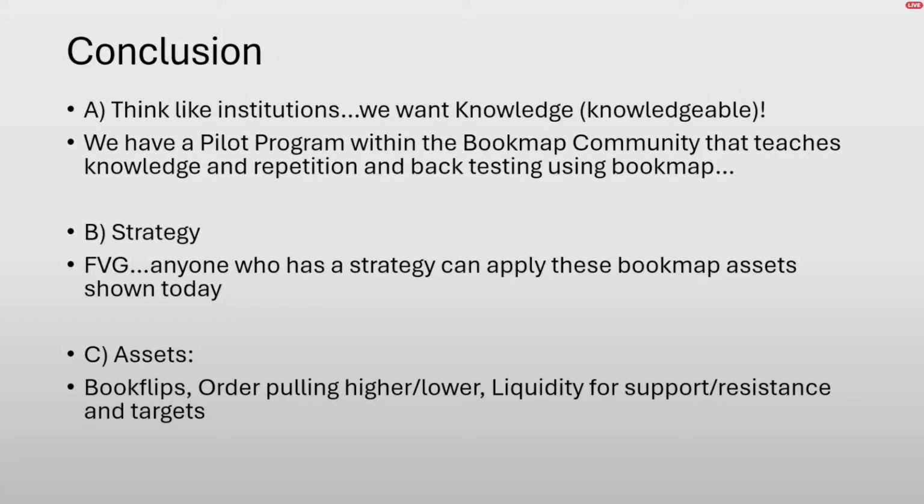So in conclusion, I want everybody to think like institutions. We want knowledge, be knowledgeable. We have a pilot program within the Bookmap community that teaches knowledge and repetition, and backtesting uses Bookmap. So we have a strategy, a fair value gap strategy. Anyone who has a strategy can apply these Bookmap assets shown today.